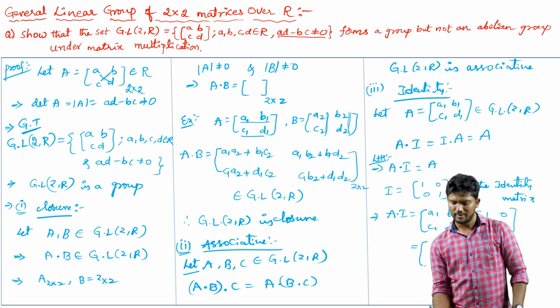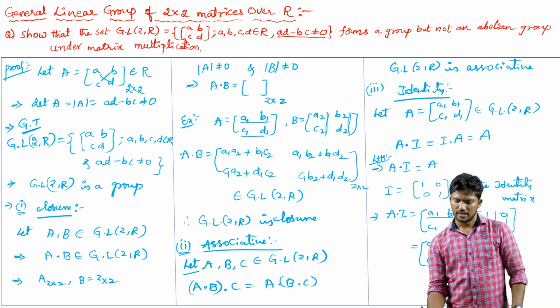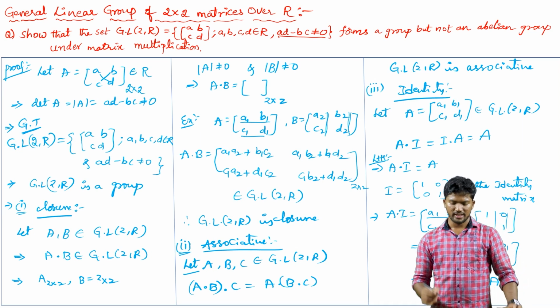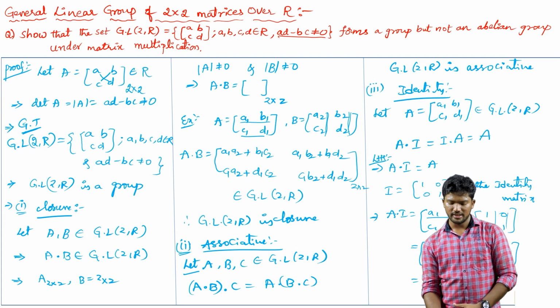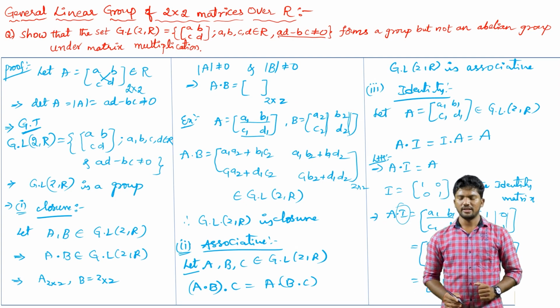So if you do the multiplication, this row with these two columns: A1 into 1 plus B1 into 0, next A1 into 0 which is 0 plus B1 into 1, B1. Next C1 into 1 plus D1 into 0, and next C1 into 0 plus D1 into 1. So in this format again you will get [[A1,B1],[C1,D1]]. Again A into I is equal to A. Then this I is called the identity matrix.